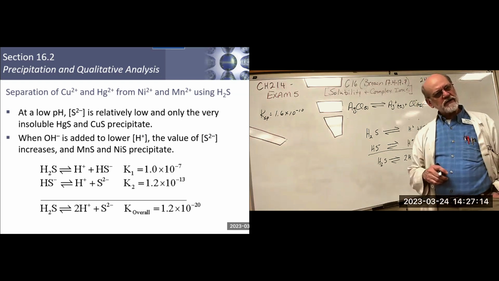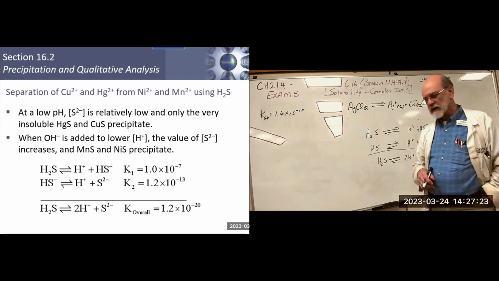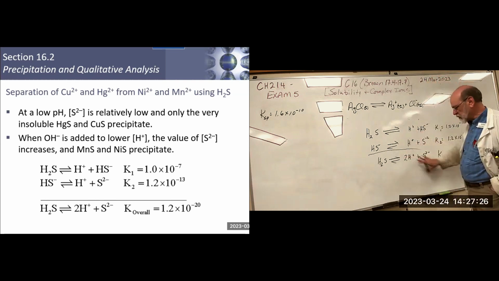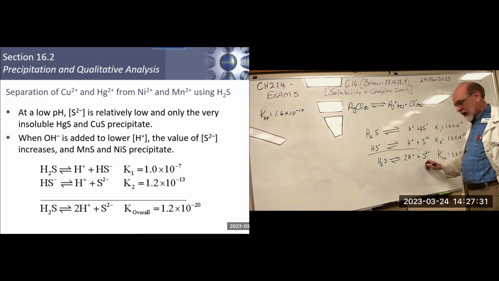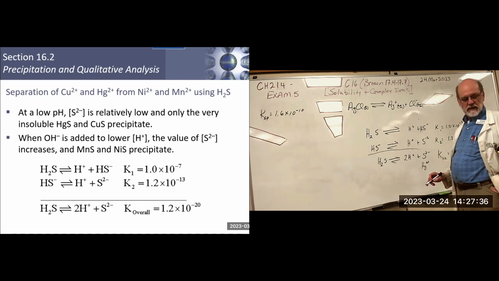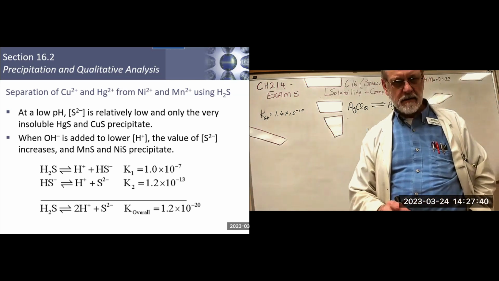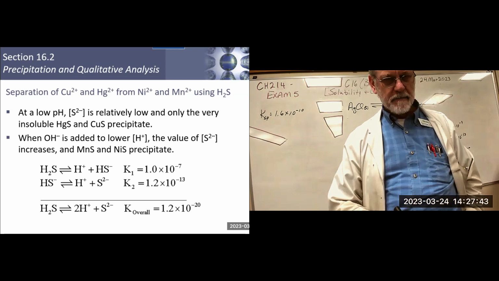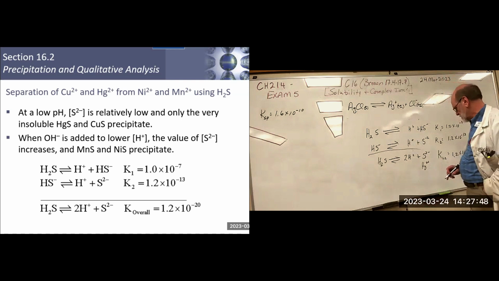I got that explanation backwards. Copper sulfide and mercury sulfide are more soluble than nickel and manganese sulfide. So when this goes into solution, this is going to react with mercury. Let's see, is that right? Oh, I did have it right.